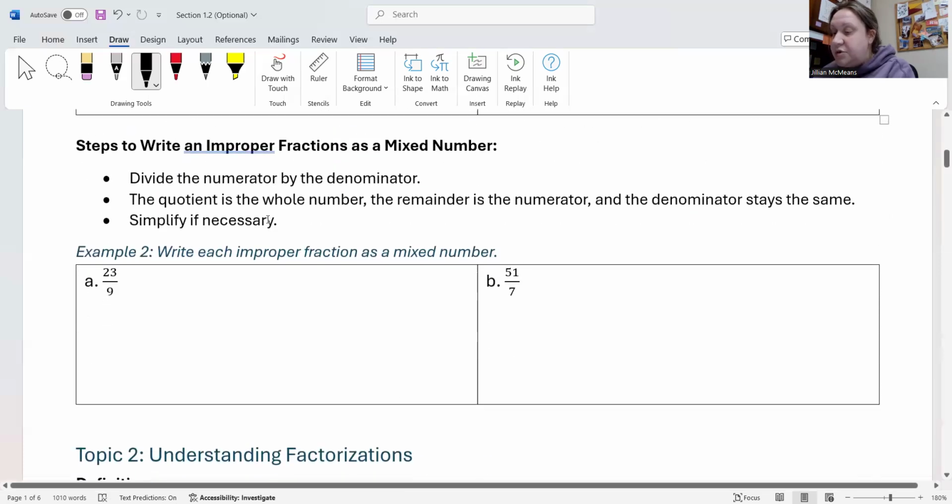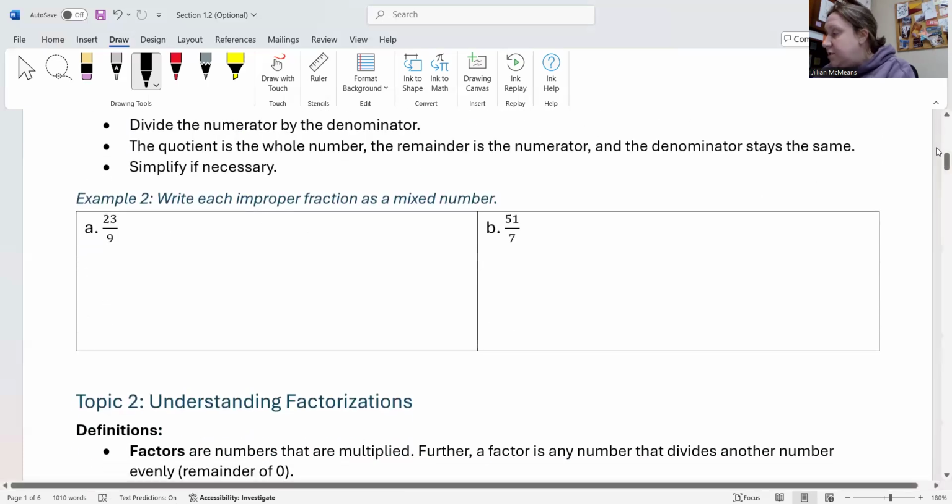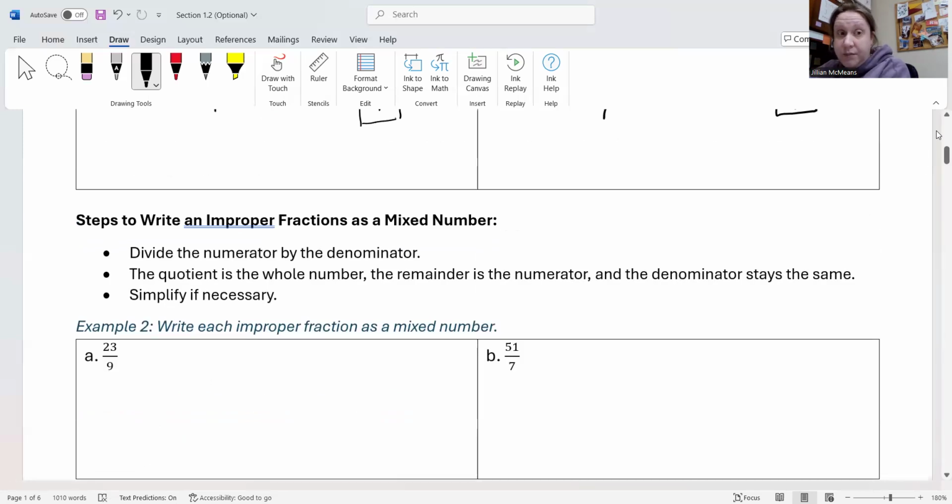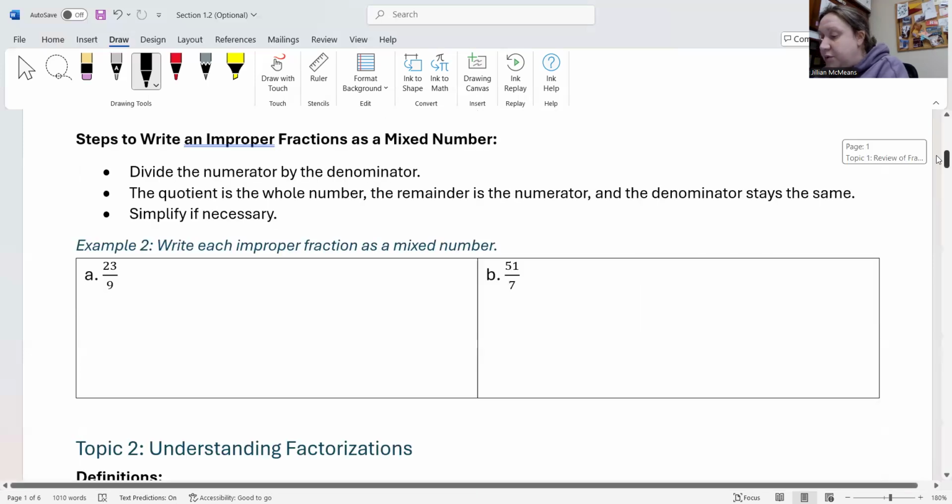So steps to write an improper fraction as a mixed number. You divide the numerator by the denominator. Whatever you get as the quotient becomes the whole number. The remainder becomes the numerator of the fraction part, and the denominator stays the same. Simplify if necessary. Okay, so let's take a look at these. So we're looking at example 2.